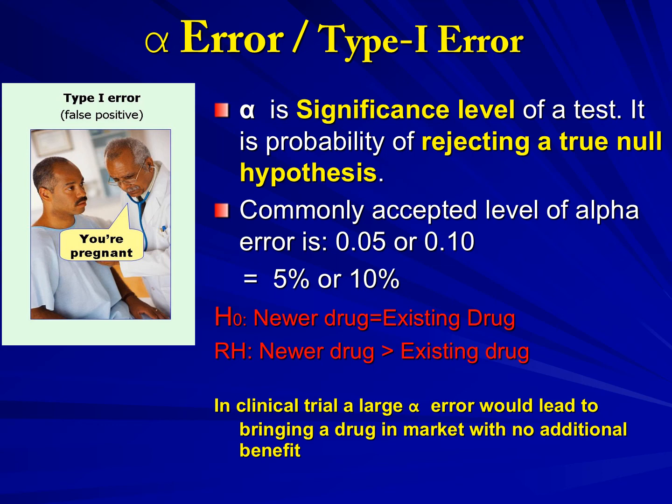Please look at the picture on the screen. Here, suppose a doctor is conducting a research and he has to make some hypothesis. So what will be his hypothesis? His null hypothesis will be the man is not pregnant, and his alternative hypothesis will be the man is pregnant, right? So you have formed two hypotheses from this. Null hypothesis: the man is not pregnant. Alternative hypothesis: the man is pregnant.